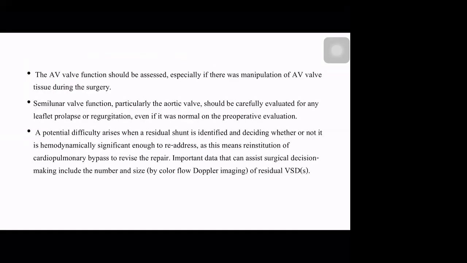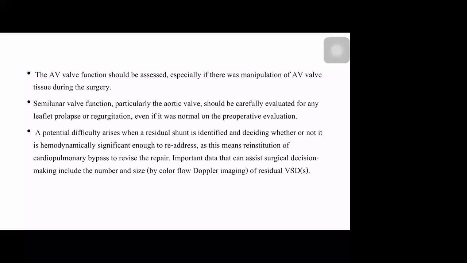Apart from looking at the residual VSD, what are the other parameters we have to look into? Number one, the atrioventricular valve function should be assessed, especially if there was manipulation of the atrioventricular valve, particularly the tricuspid valve, during the surgery. Semilunar valve function, particularly the aortic valve, should be carefully evaluated for any leaflet prolapse or regurgitation, even if it was normal in the preoperative period.